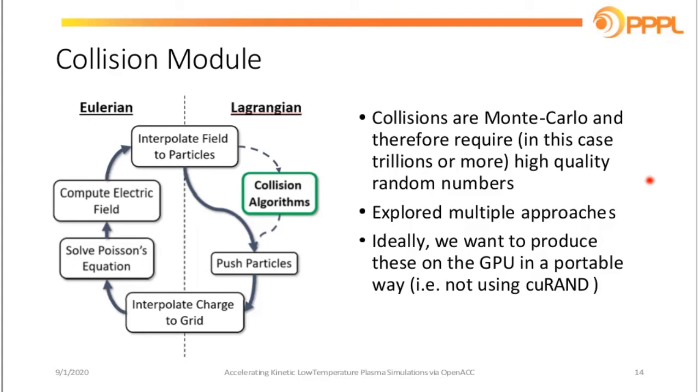A standard approach would be to generate random numbers on the CPU and port them over to the GPU. But because we need so many random numbers on the fly, we really did not want to go through this process. So ideally, we want to produce random numbers on the GPU. And again, coming back to the whole purpose of OpenACC, we want to do this in a portable way, so not using something like cuRAND, for example.